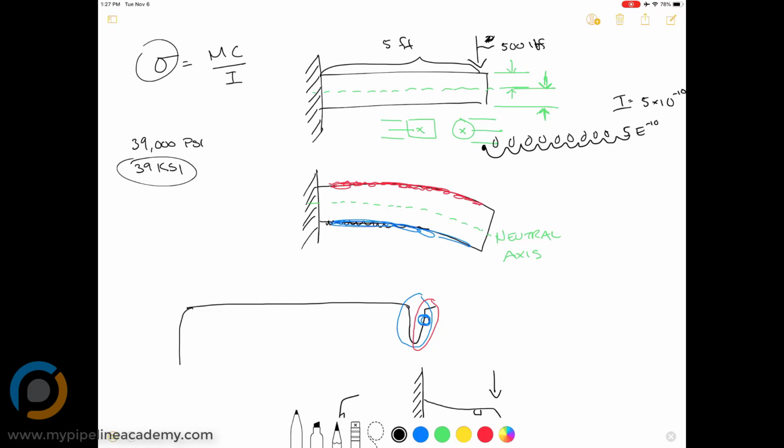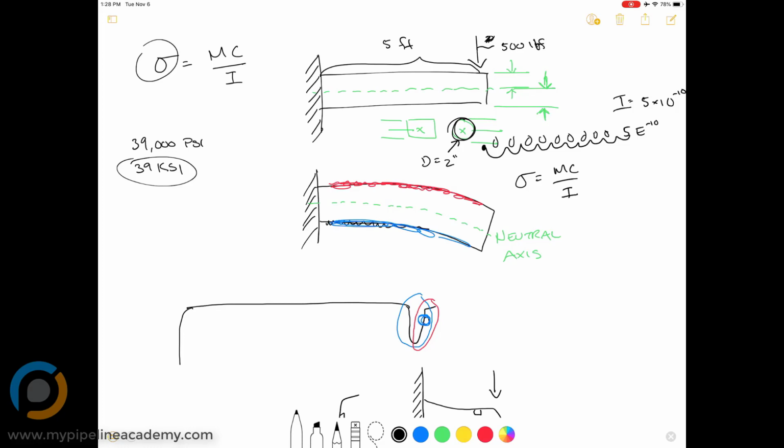So let's see. Sigma equals MC over I. I guess we need to know C. And to know C, we need to know how tall this is. Let's say that it's a circular cross section. Okay, we've got a circular cross section, and let's say that our diameter equals, how about 2 inches?